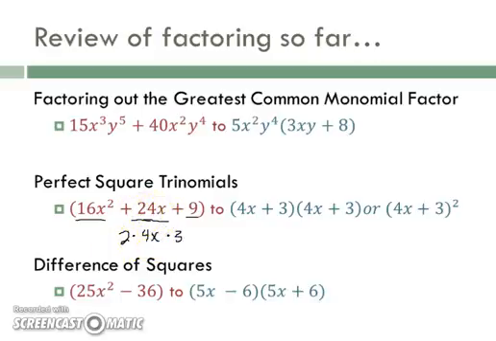And we've also talked about the difference of squares pattern, where you're subtracting two perfect squares. The binomial factors use the square root of the first term, so 5x and 5x, and the square root of the last term, so 6 and 6, and they're always separated. One is subtraction, the other is addition, so that middle term cancels out.